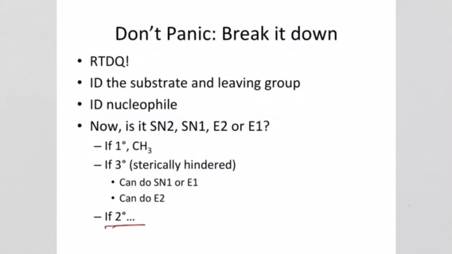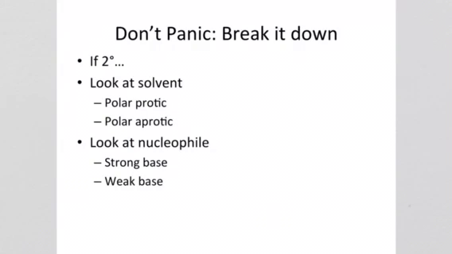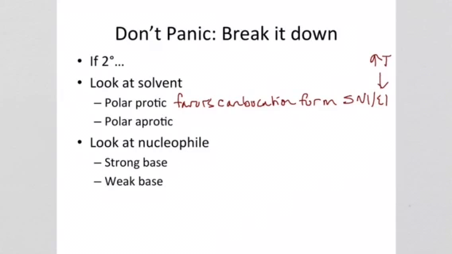All right, now if it's a secondary substrate, then it can do any of these things. So we need to look at things more carefully. If you have a secondary substrate, one of the things you want to do is look at the solvent. Firstly, recall, a polar protic solvent is going to favor the formation of carbocations by stabilizing them. So that's going to tell you that it could be SN1 or E1, and once again the increased temperature is going to favor an elimination reaction.